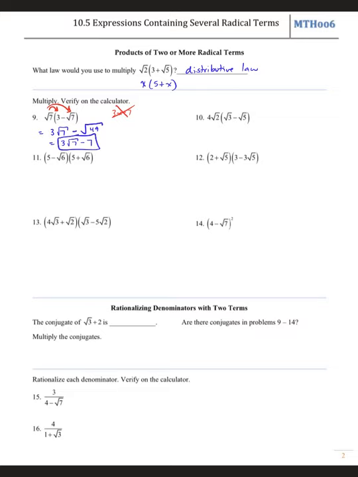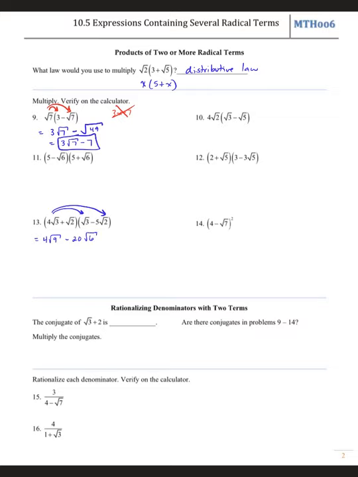Okay, let's look at number 13 here. Now we have a binomial multiplied by a binomial. This is where you have to FOIL, if you will, where we need to take this first one and distribute it to both of the terms in the second. So multiplying 4 root 3 times 3, which would be 4 times the square root of 9, and then minus 4 root 3 times 5 root 2. So 4 times 5 is 20. Root 3 times root 2 is 6.